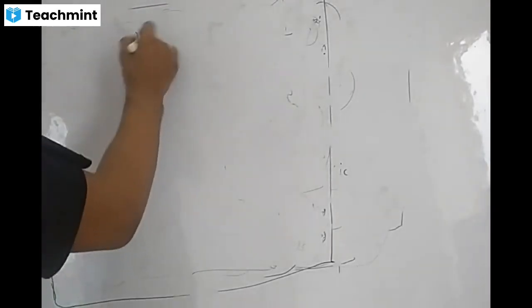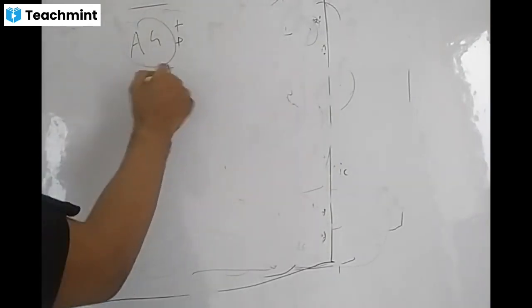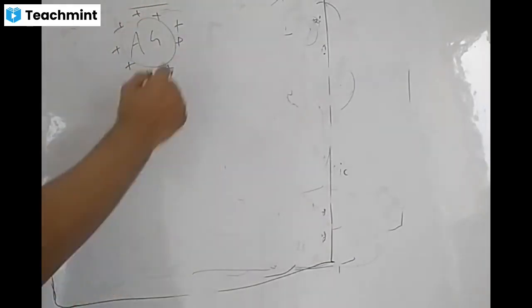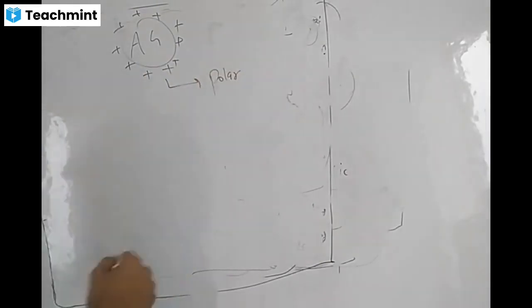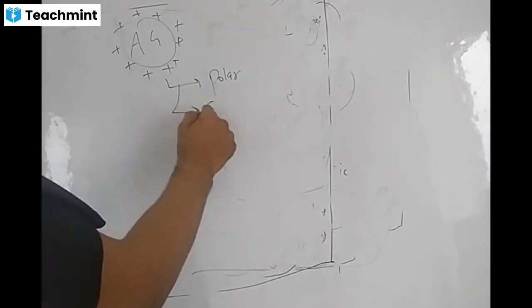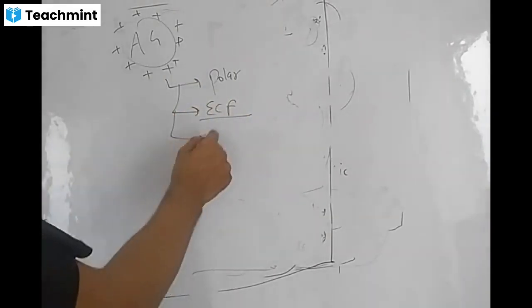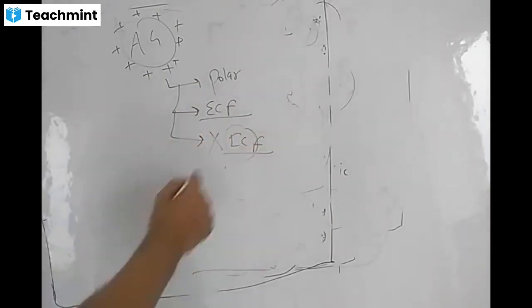So first member is your aminoglycoside. Aminoglycosides carry positive charge on their surface. So if they carry positive charge, it means they are polar in nature. And the more important thing is they distribute only to extracellular fluid. They never enter inside the cell, the intracellular fluid.